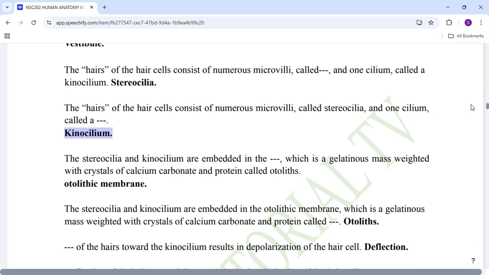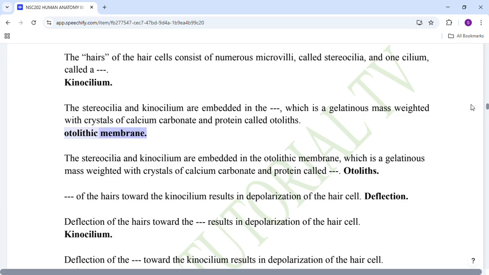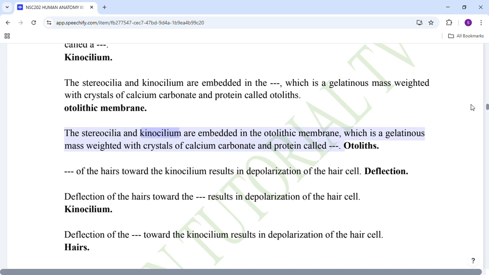The stereocilia and kinocilium are embedded in the otolithic membrane, which is a gelatinous mass weighted with crystals of calcium carbonate and protein called otoliths.